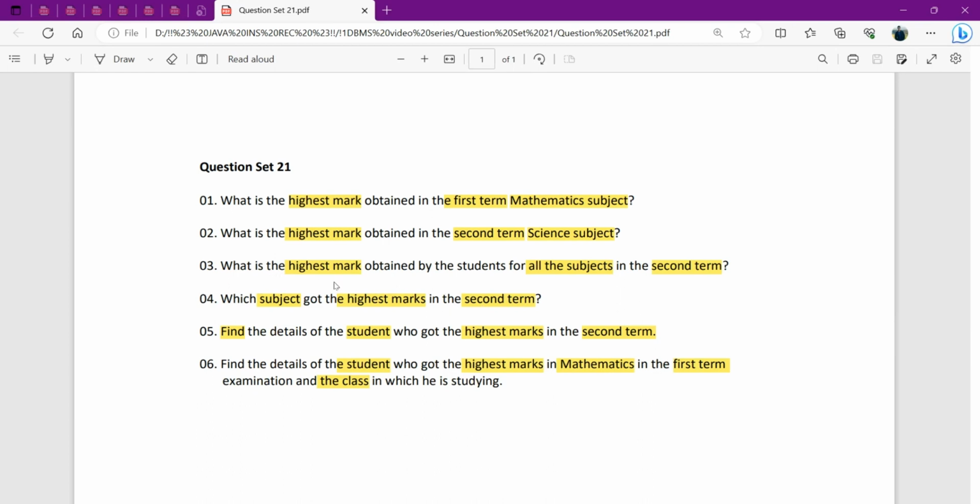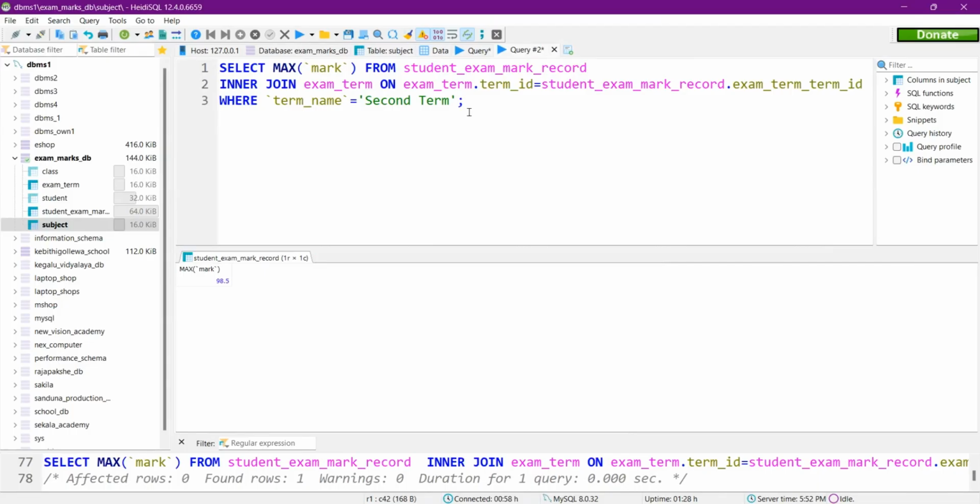So in this, according to this question, we need to find out the subject which got the highest marks in the second term. So in the third question, we found out the highest marks in the second term, and in the fourth question, we need to find out the subject of that particular marks. So I'm going to write the query for the fourth question.